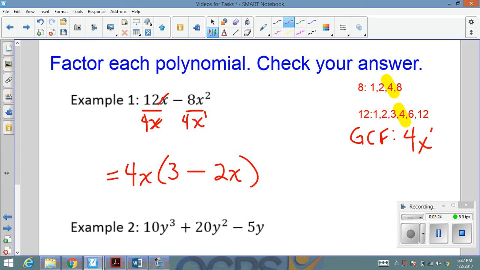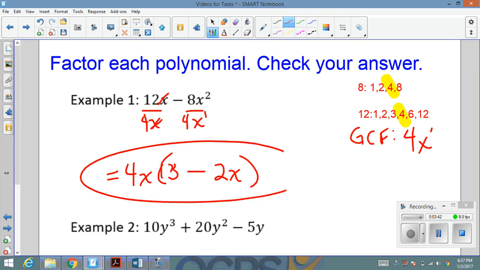You can do a quick check. 4x times 3 is 12x. 4x times negative 2x is negative 8x squared. So we know that we did it correctly. My factored answer here is this.